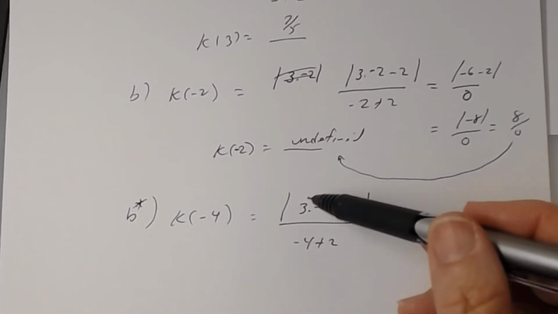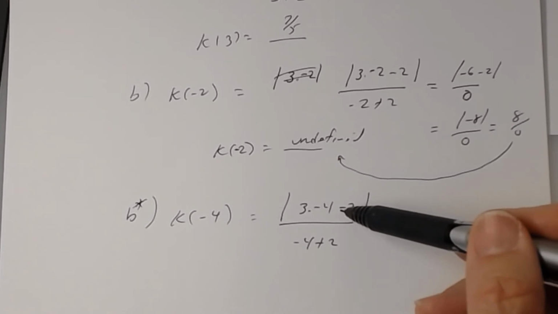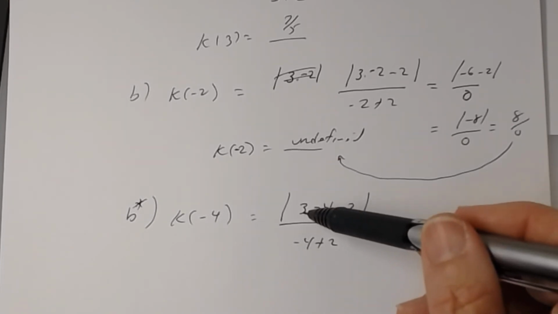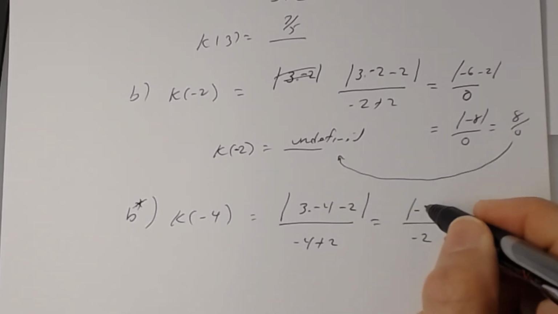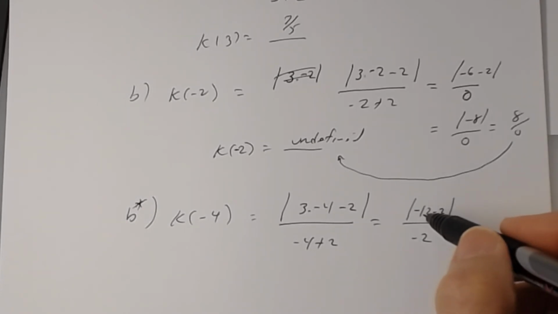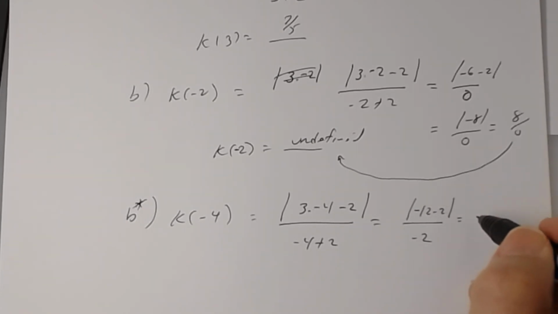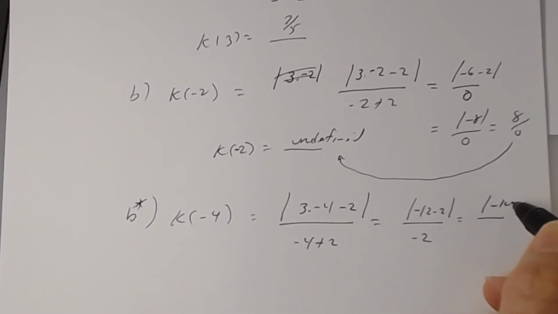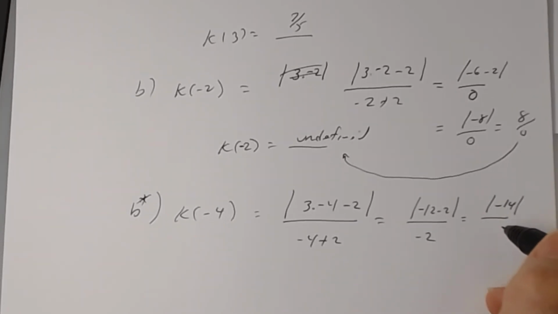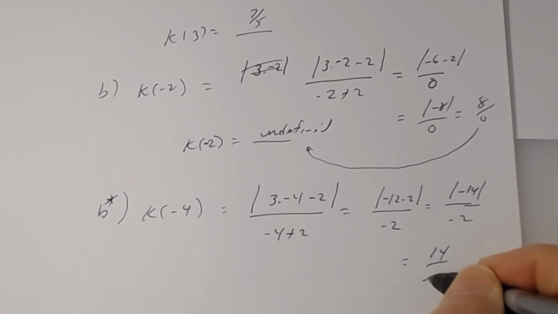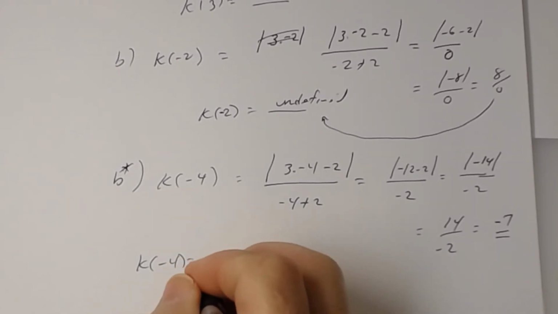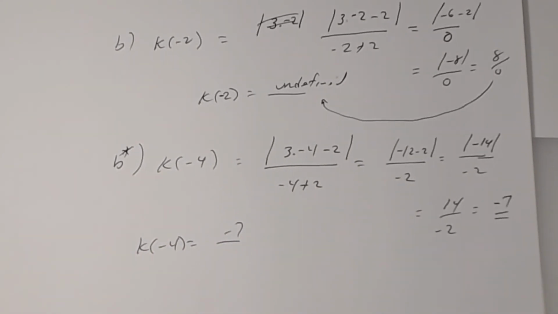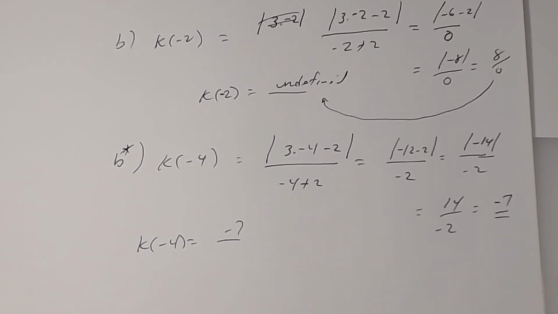When I look inside the absolute value bars, I have a multiplication and a subtraction. What do I do first? Multiplication. What's 3 times a negative 4? So that becomes absolute value of negative 12 minus 2. But what is negative 12 and a negative 2? Negative 14. Absolute value of negative 14. Don't get rid of the absolute value bar just yet. But what is the absolute value of negative 14? And what is 14 divided by negative 2? Negative 7. Very good. So what is k of negative 4? Negative 7. All right. It's just practice. You've got to just practice on these.